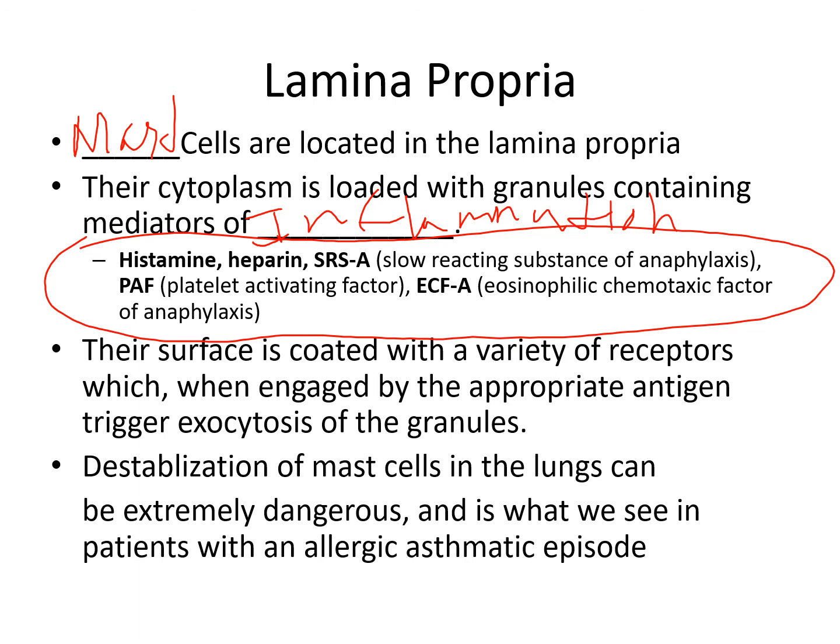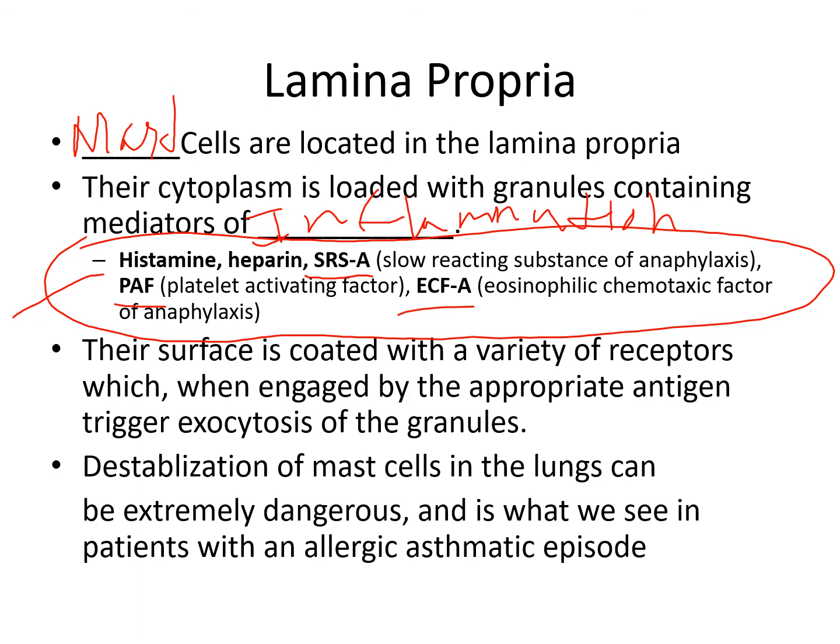Heparin gets released, histamine gets released. And this is why you might have people with allergic asthma on an antihistamine, right? Like a Claritin or something like that. And so that helps stop this whole thing from happening. It will release slow-reacting substance of anaphylaxis, platelet activating factor that thins the blood, and eosinophilic chemotactic factor of anaphylaxis that dilates and helps send more blood to the area. So this is not so great for allergies. This is something where you're looking at humoral immunity, and this is where IgE is the antibody here, and we'll see that in the next slide.